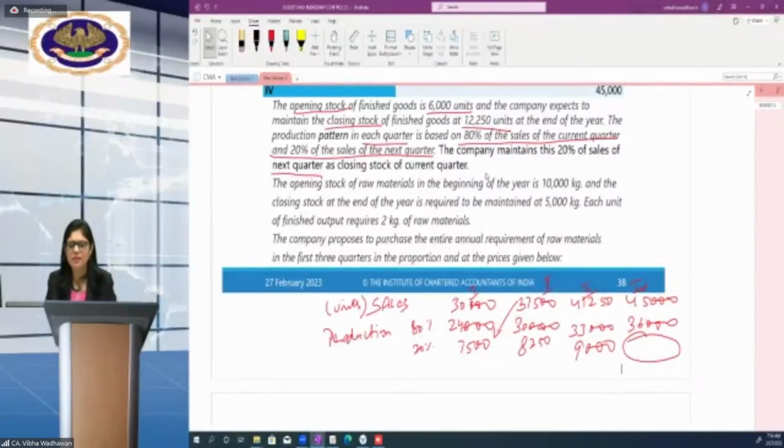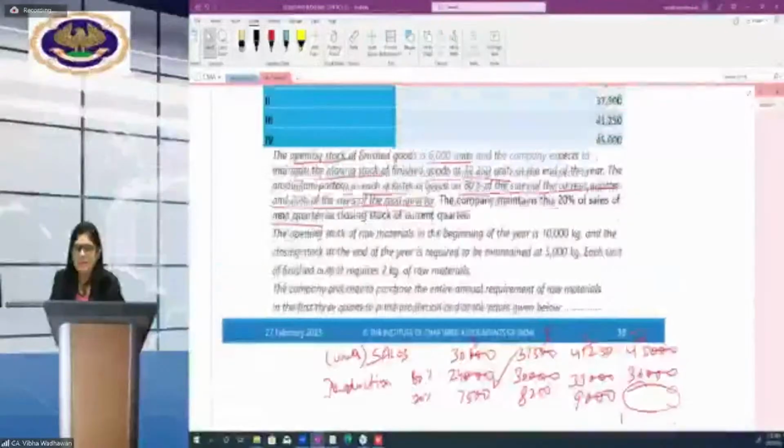24,000, 30,000, 33,000, 36,000. The production pattern they have given directly to us: 80% of the current quarter sales and 20% of the next quarter sales. So we have 80% of the current quarter sales, and we have done 20% of the next quarter sales. Now, what is the last quarter? We don't have the first quarter of the next year. So how to calculate the closing, the 20% of the next quarter for the fourth quarter? There must be some information in the question.